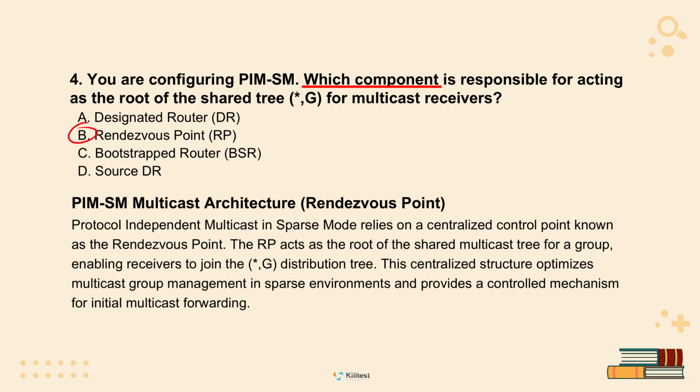Receivers send their joins toward the RP, and sources register with the RP. That builds the initial shared tree. Only after traffic starts flowing can a router decide to switch to a more efficient direct path to the source, bypassing the RP. That makes perfect sense.